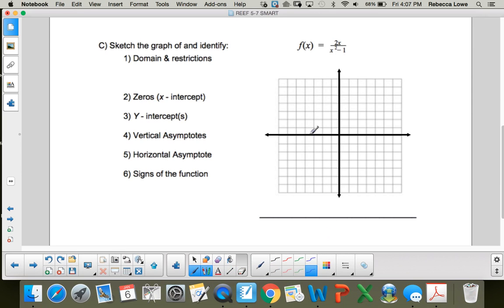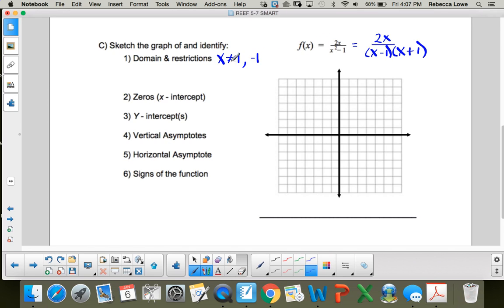So we have a denominator here that is a quadratic and it is factorable. And remember, I always tell you to factor first. So I'm going to factor that first. And now I can see that the restrictions are 1 and -1. So x cannot be 1 and x cannot be -1.